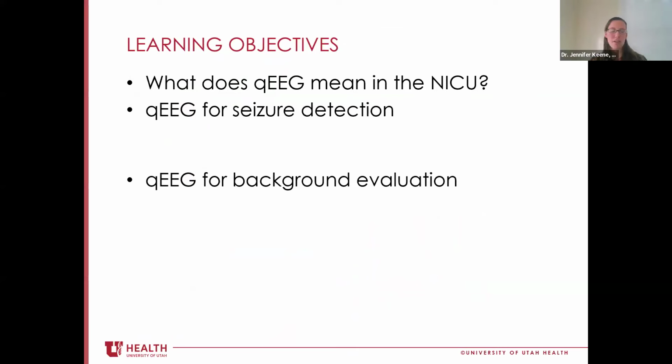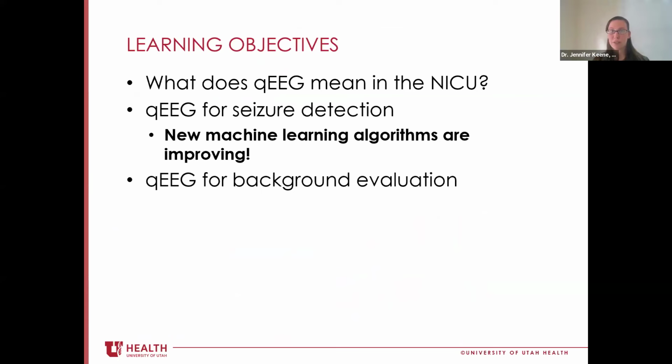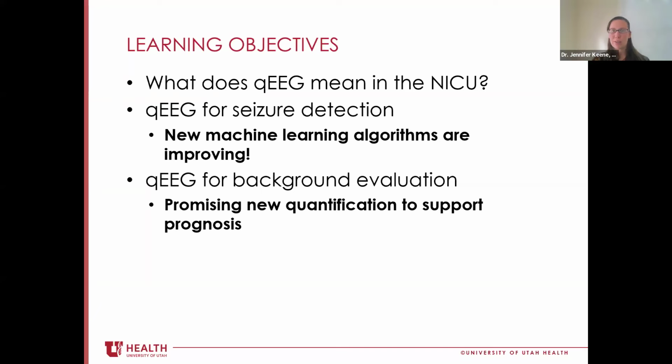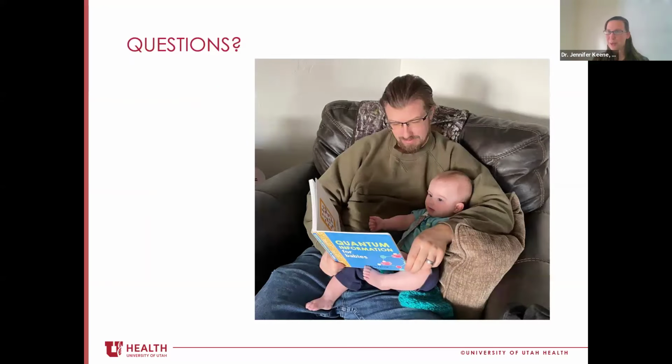So overall, the things that we've talked about today is we reviewed some trends that we currently use in the neonatal ICU. We looked at quantitative EEG for seizure detection and some new data that makes me hopeful that new machine learning algorithms are improving to the point that we really can start incorporating them into clinical use. And we looked at quantitative EEG for background evaluation, and that there are some promising new tools on the horizon for improving our ability to support prognostic discussions in these babies. And with that, I would love to take questions.